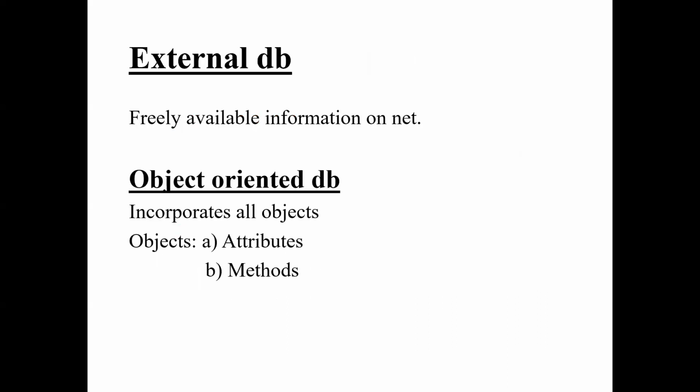Now, external database means a wealth of information that is widely available for free or payment on the internet. That is external database. Object-oriented database means it incorporates all the objects. Objects means the attributes and the methods. Attributes means the data that define the object characteristics, and methods define the characteristics of behavior, or you can say procedures. Okay, this is object-oriented database.